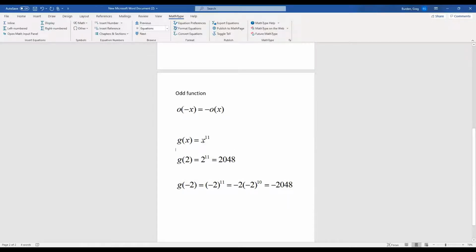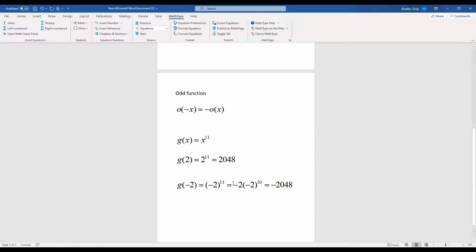Any power function where you just have x raised to a power, if that power is an odd integer, and it actually turns out whether it's a positive odd integer like 11 or a negative odd integer like negative 11, in either case it turns out that that's going to be an odd function. Also turns out that if you add a bunch of odd functions together, you get an odd function. And if you add a bunch of even functions together, you get an even function.